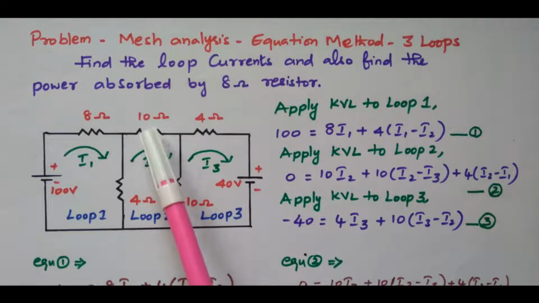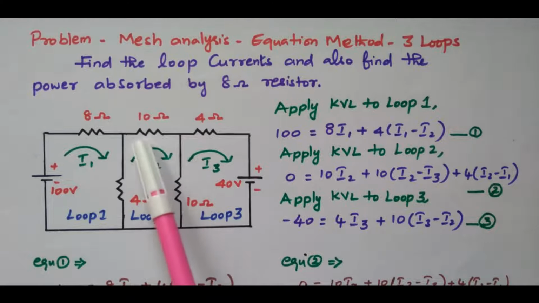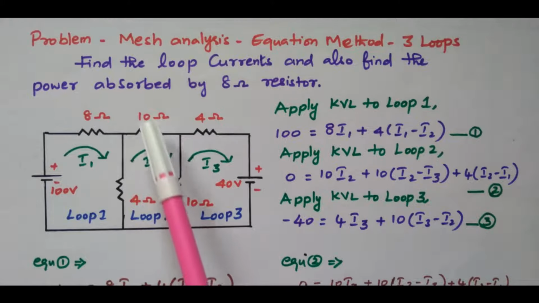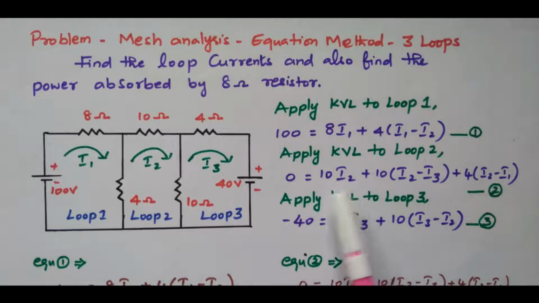What is the voltage drop across this 10 ohm resistor? This I2 is flowing through the 10 ohm. So 10 into I2 is the potential drop across the 10 ohm resistor.